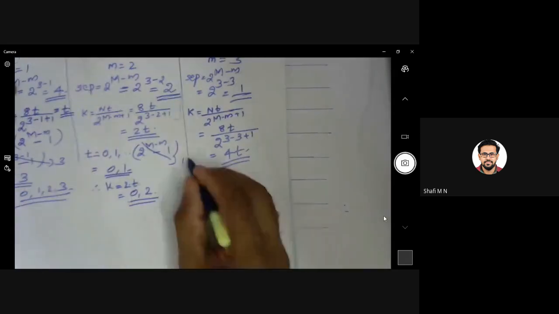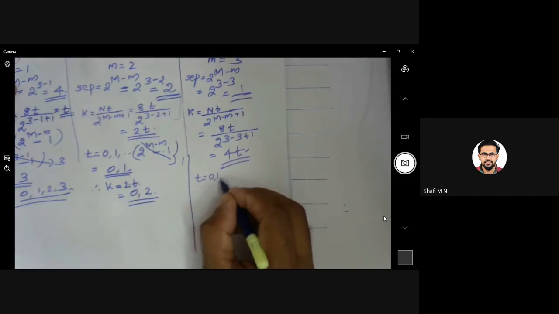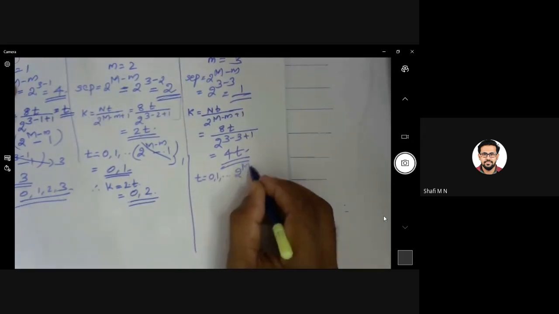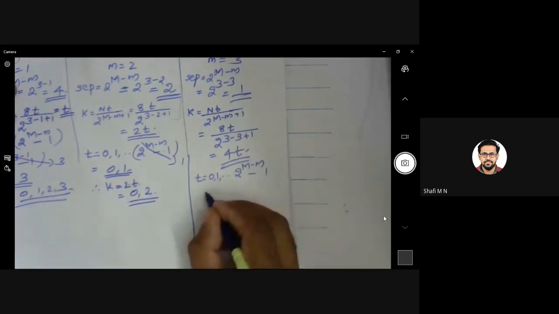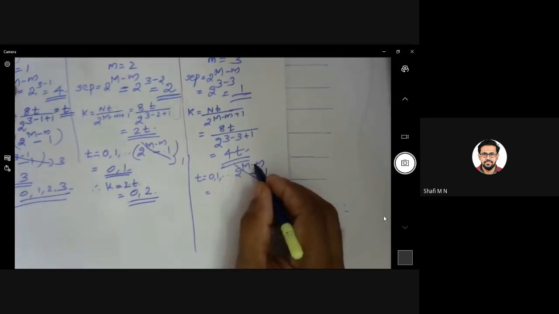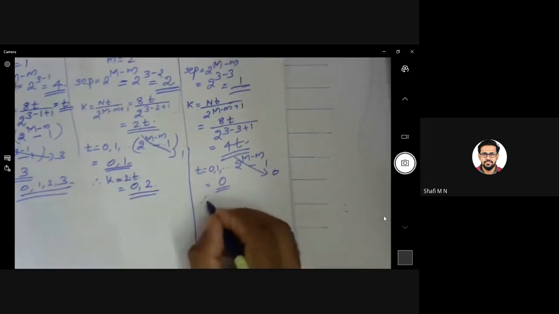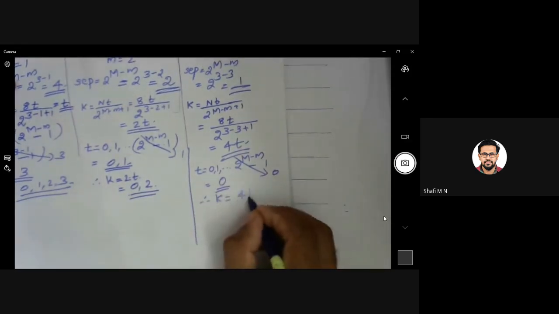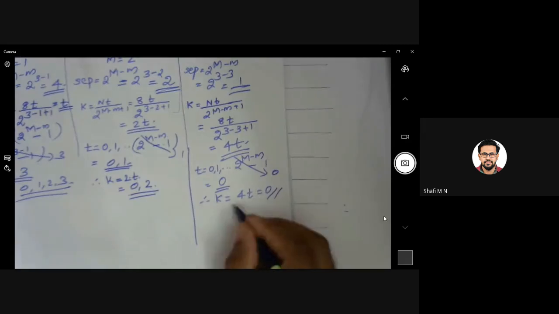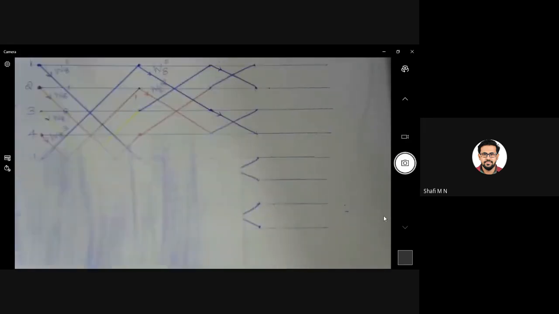Now t varies from, just find the value of t, 0, 1, etc., up to 2 raised to M minus m minus 1. And in our case, this value will be how much? Capital M is 3, small m is 3. 3 minus 3 is 0. 2 raised to 0 is 1. 1 minus 1 is 0. That means you have only one value, t is equal to 0. Therefore, what will be k? K is 4t. That will be 0. Your k is having only one value for the third stage.